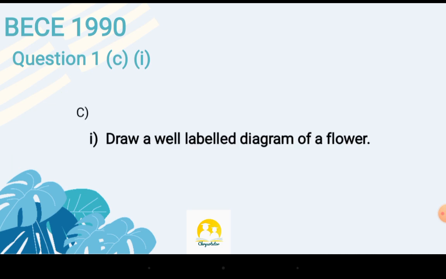Our question says that we should draw a well-labeled diagram of a flower. So we should draw a diagram of a flower. But now we are being told to have a well-labeled diagram, meaning that we should label it in detail. On our screen is an example of a flower, a hibiscus flower, very beautiful.